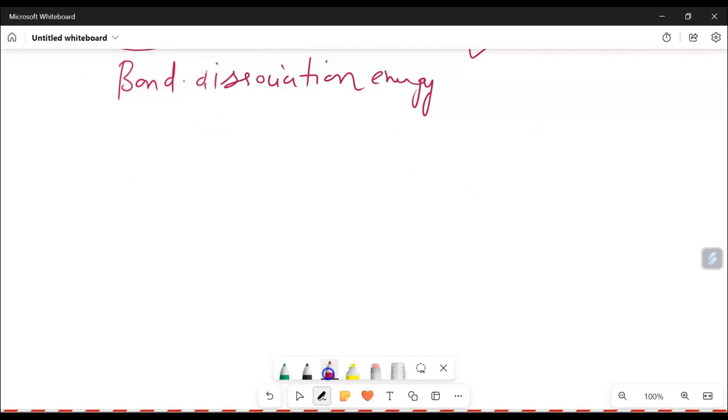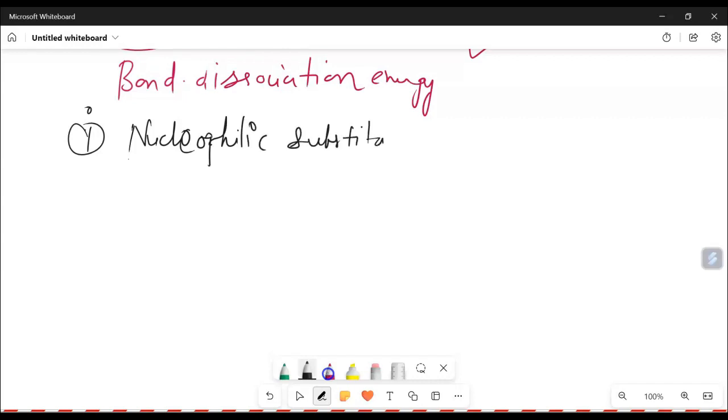The first reaction we are going to discuss is nucleophilic substitution reactions. You can write down with me, nucleophilic substitution reactions. So in case of a nucleophilic substitution reaction, alkyl halide undergoes a nucleophilic substitution like that.